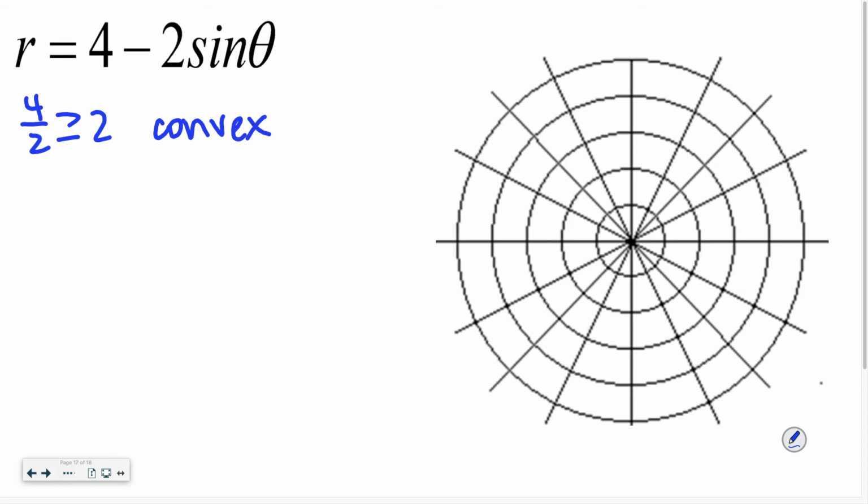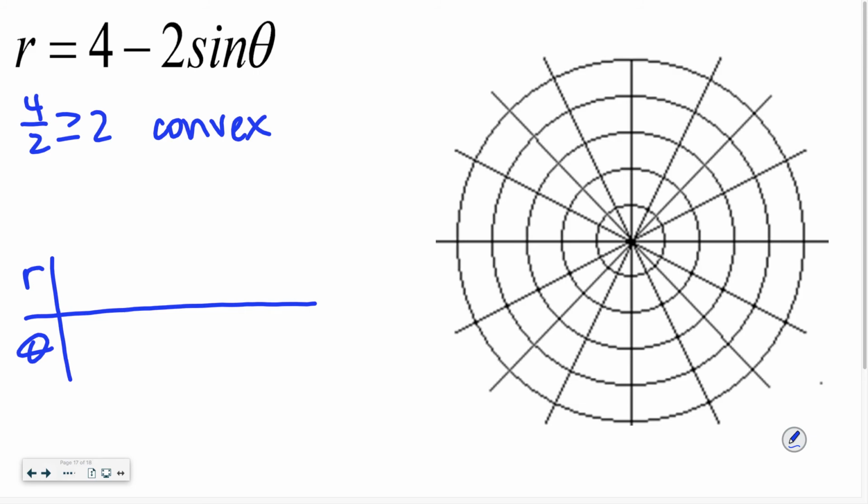And we are going to be symmetric about which axis? Horizontal or vertical? Okay, vertical. And our max r value, Anthony, will be what? Six. It's 4 plus 2 is 6. Yep.